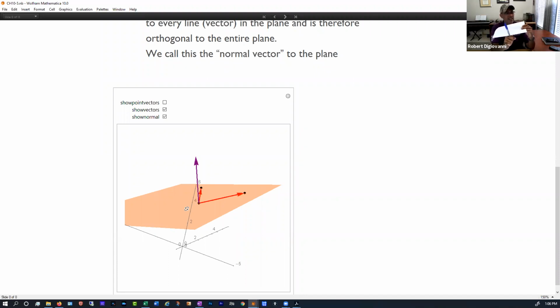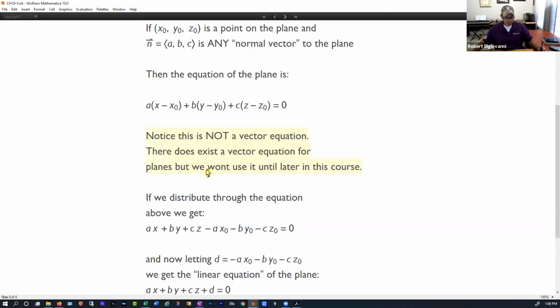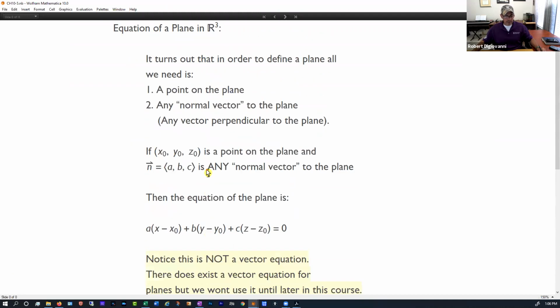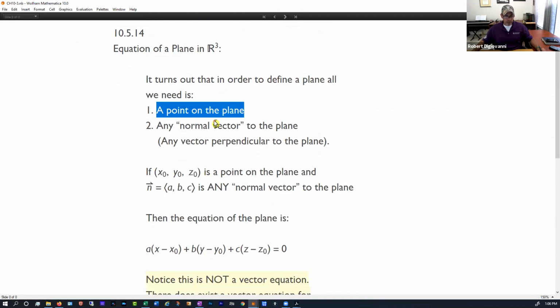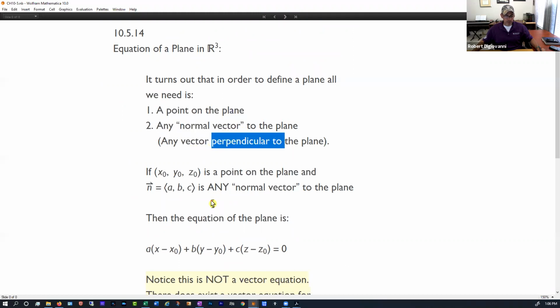Does that make sense or not? Y'all are all kind of looking at me. I'm just trying to get you to see that our traditional thought is 3 points, but now I want you to be thinking normal vector and 1 point is all we need. And so that's what this note says. So we just need a point on the plane and any normal vector to the plane, which obviously means perpendicular to the plane.